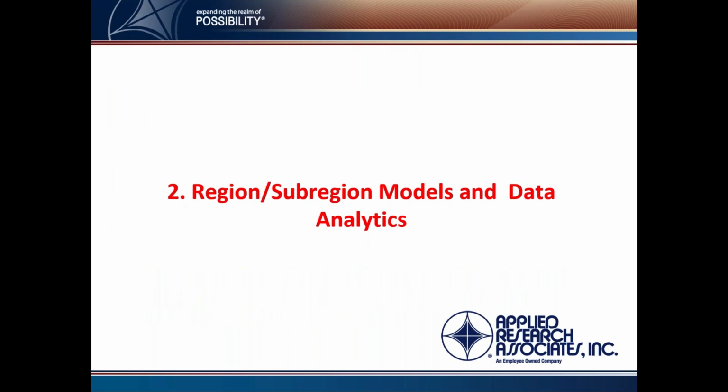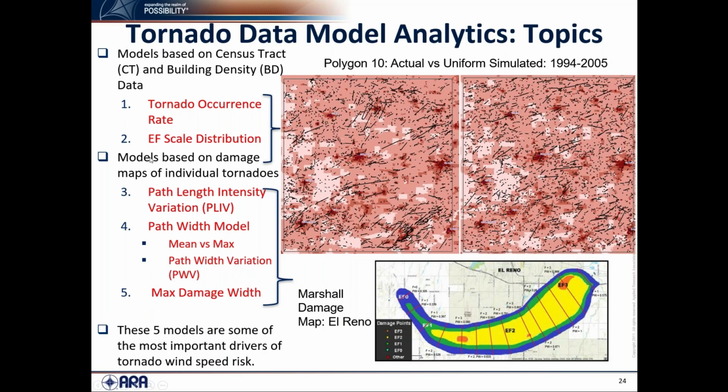So let's talk briefly about some of the region and sub-region models and data analytics. On this first slide, we're going to talk about tornado occurrence rates and EF scale distribution, and later on there'll be models developed for some of these other parameters.